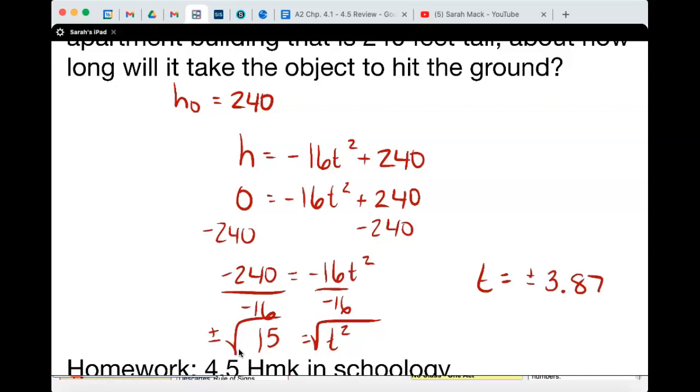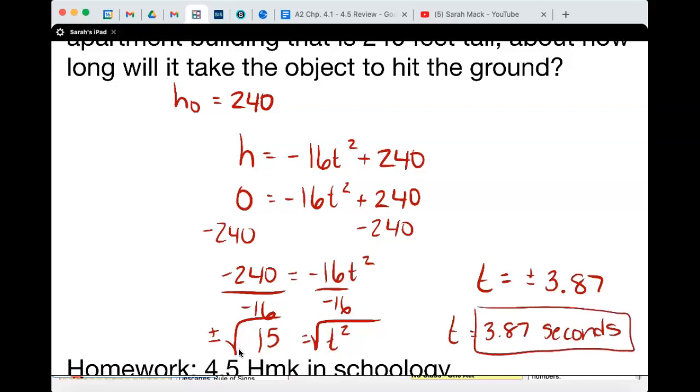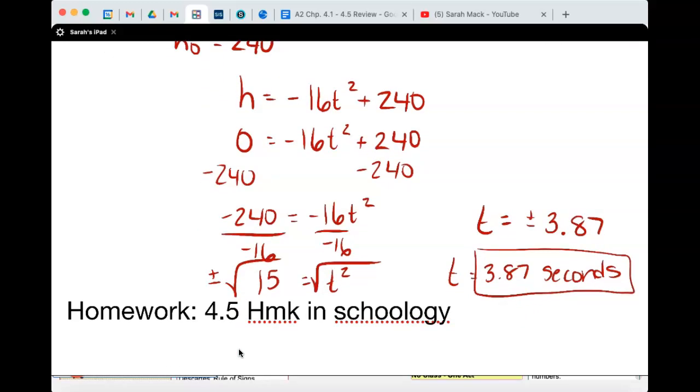And then with plus or minus, technically our time can't be negative. So it's just 3.87 seconds. That's all it'll take to hit the ground. Nice.